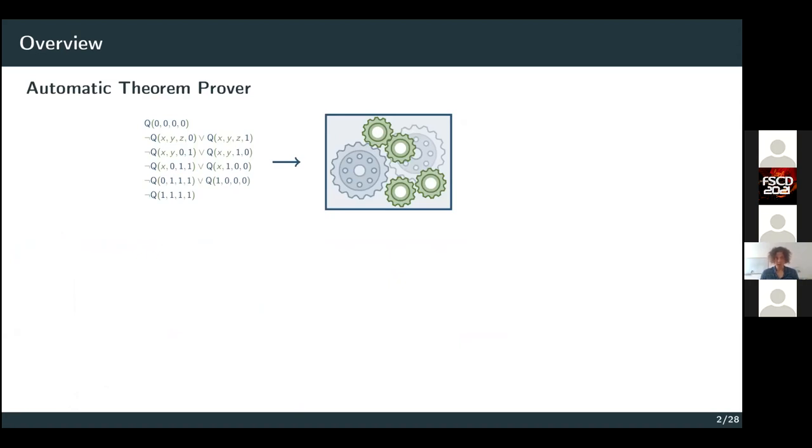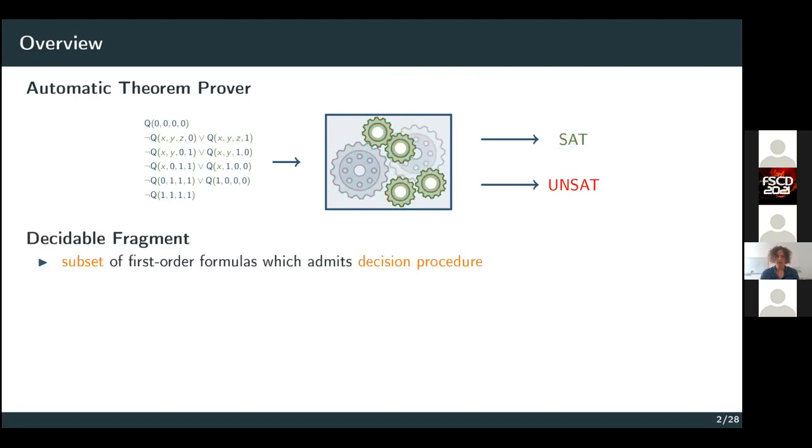We consider first order theorem proving, where a tool gets a set of clauses as input and tries to decide whether this clause set is satisfiable or unsatisfiable. However, due to undecidability, in general, the tool may fail because no finite proof exists. Now, a decidable fragment is a subset of first order formulas of input for theorem provers that admits a decision procedure such that in theory, the tool can always say sat or unsat.